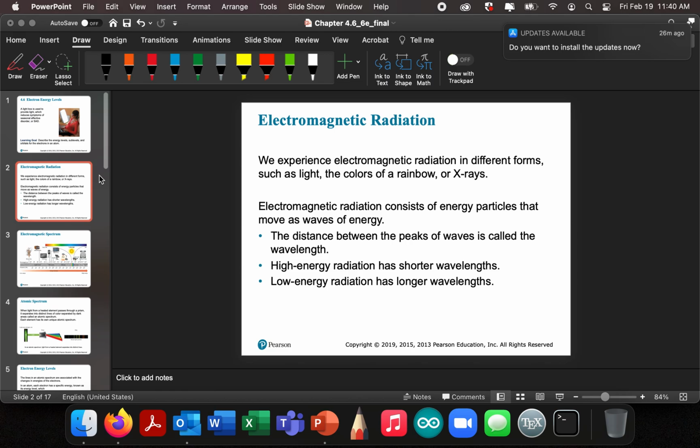Doesn't make any sense. It's something that has befuddled scientists for years and years, but I find it easier to think about it like this. They are particles that move as if they're waves of energy, right? And they're massless, so they're little particles, but they have no mass at all. The distance between the peaks of the waves in the trajectory of the energy particles is called the wavelength, right? And high energy radiation has shorter wavelengths. Low energy radiation has longer wavelengths, okay?